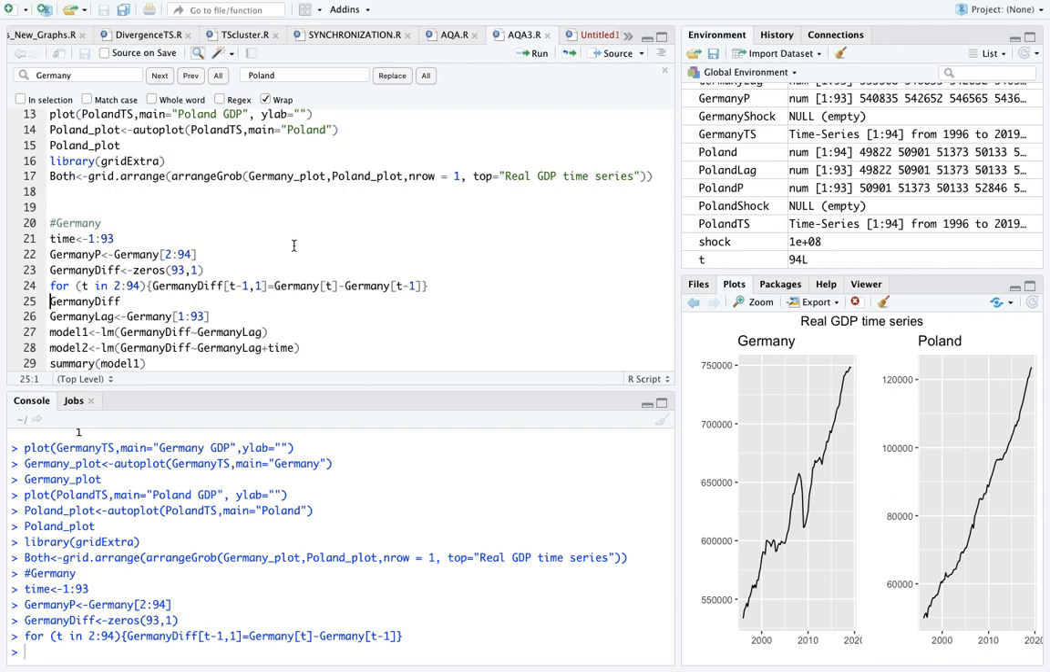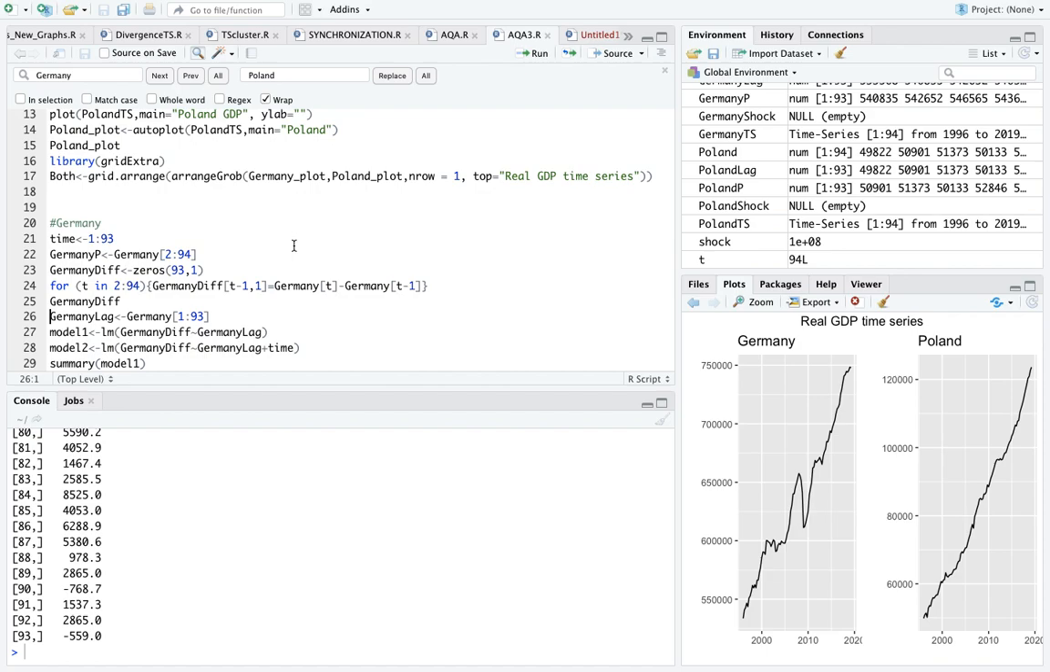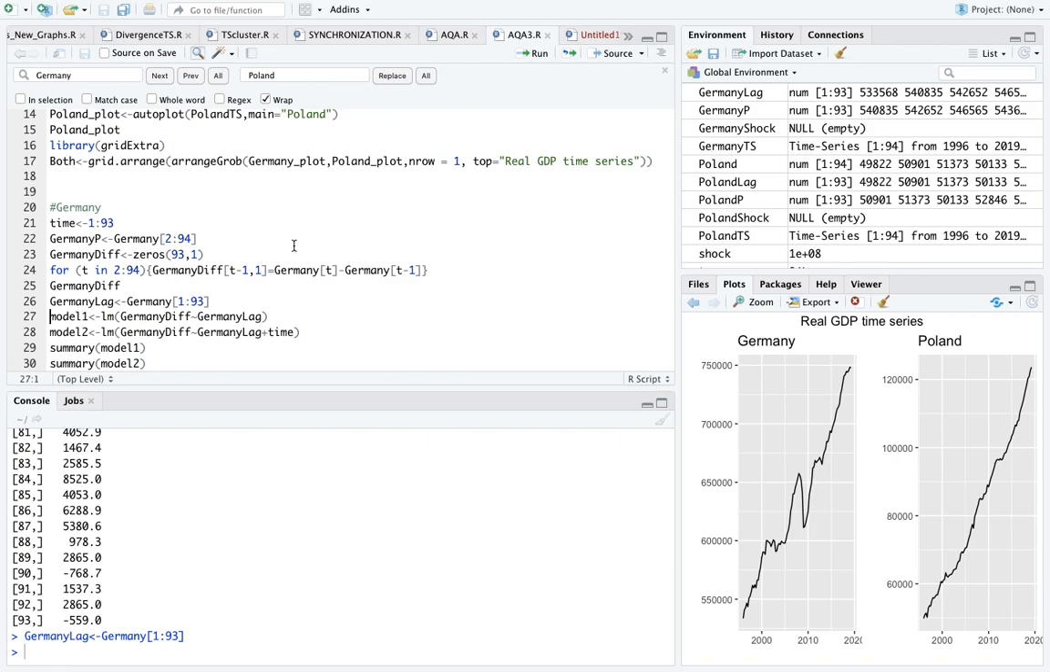As you remember, in the previous movie, what we had to do is to regress delta y_t on y_{t-1}, and this is what we're gonna do. So these are the first differences, and of course we need to have the lagged value of GDP. This is the first equation that I'm going to assess: first difference of Germany GDP regressed on lagged GDP and a constant, so a drift. And remember, in the second equation, we are adding also a time trend.